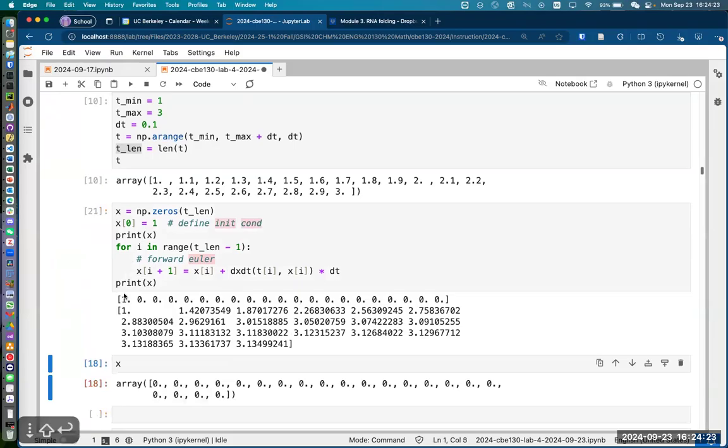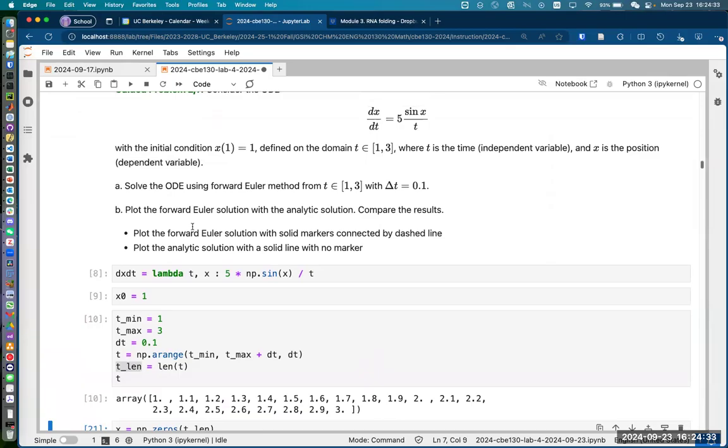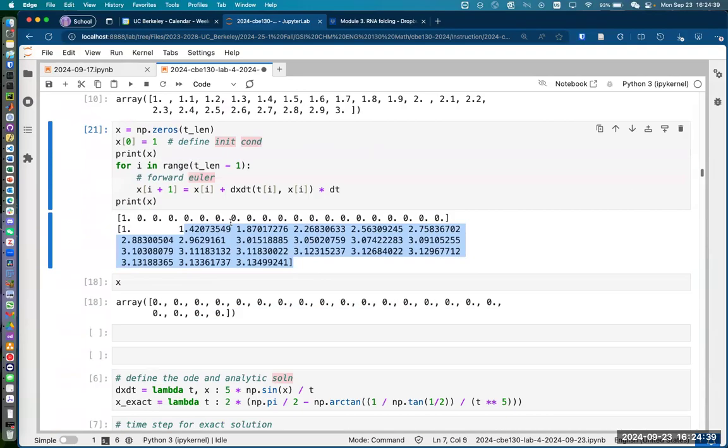Now if we look at it, if we print x, we have the initial condition of 1, and this is to be filled out. Through this forward Euler method, it starts to get the solution. And without plotting, we don't know if we actually solved this correctly. So we want to plot the forward Euler solution.